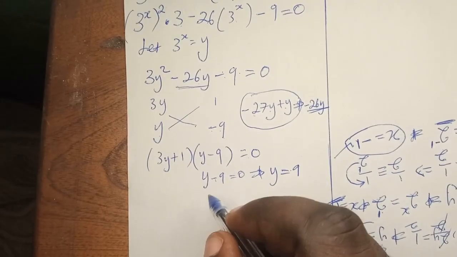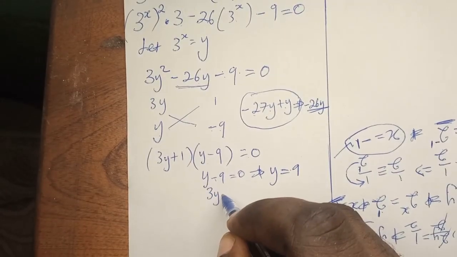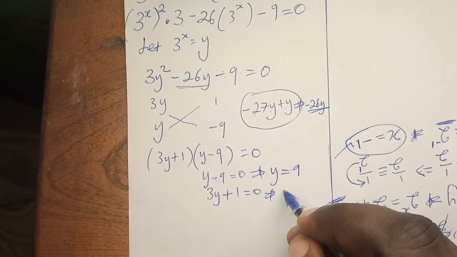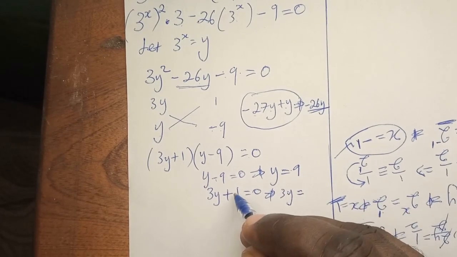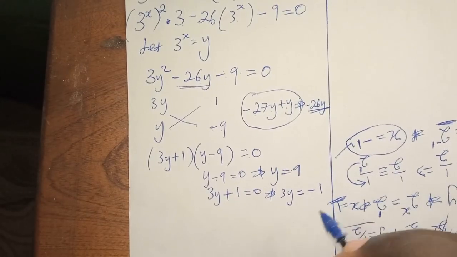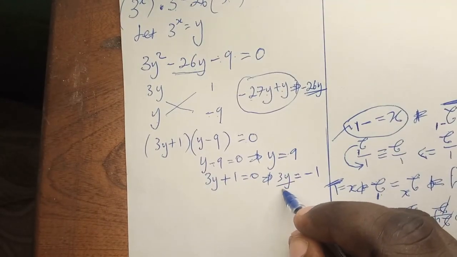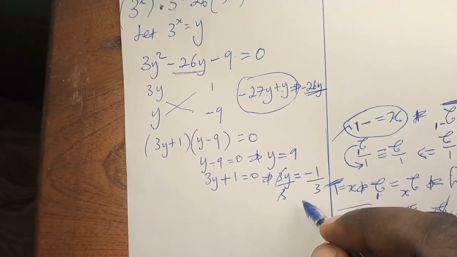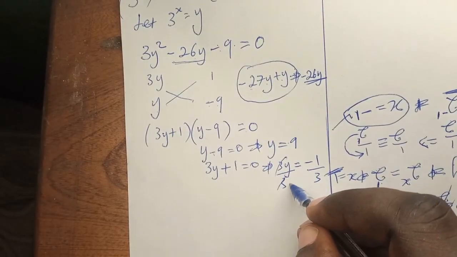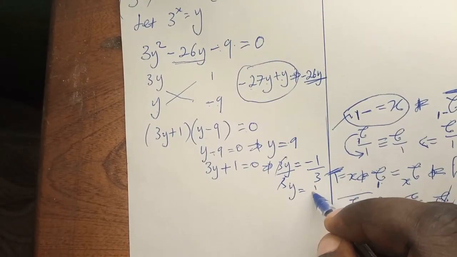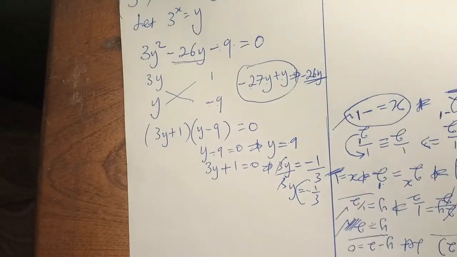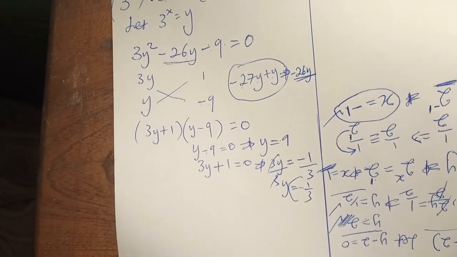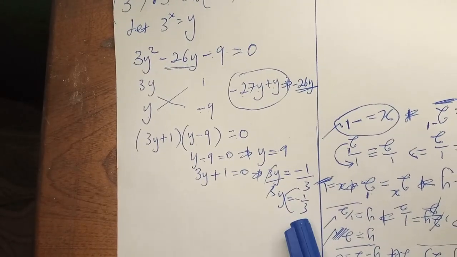3y plus 1 is equal to 0. This implies that 3y is equal to, if we take this and go, it becomes minus 1. So divide both sides by 3, and we have y equal to minus 1/3. So y is equal to minus 1/3. But we know that y here is the fact that we can use.